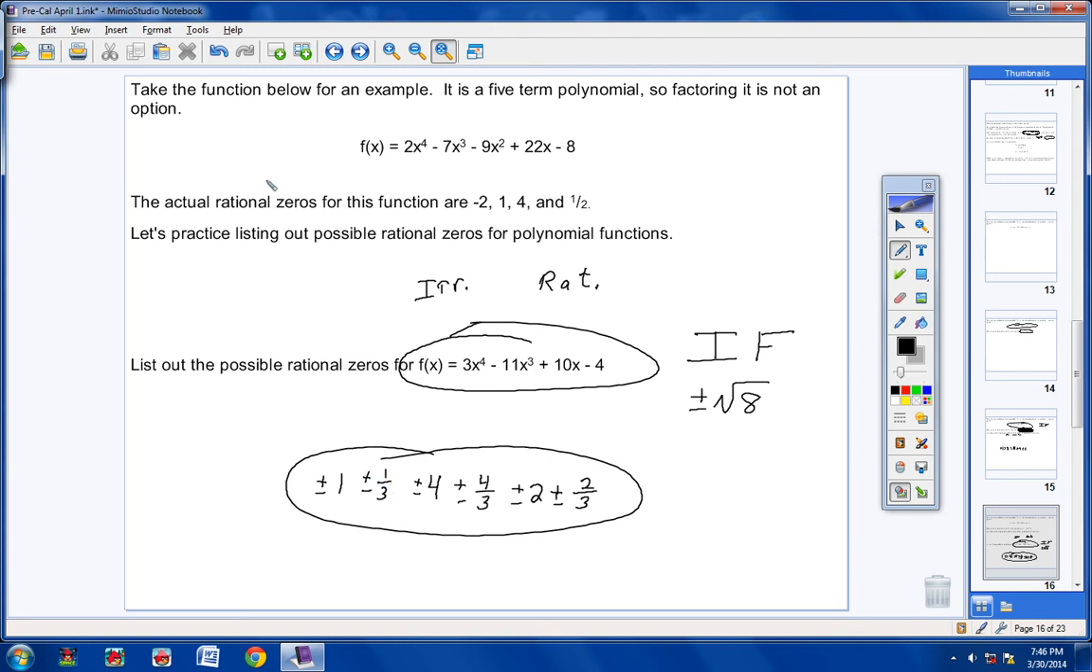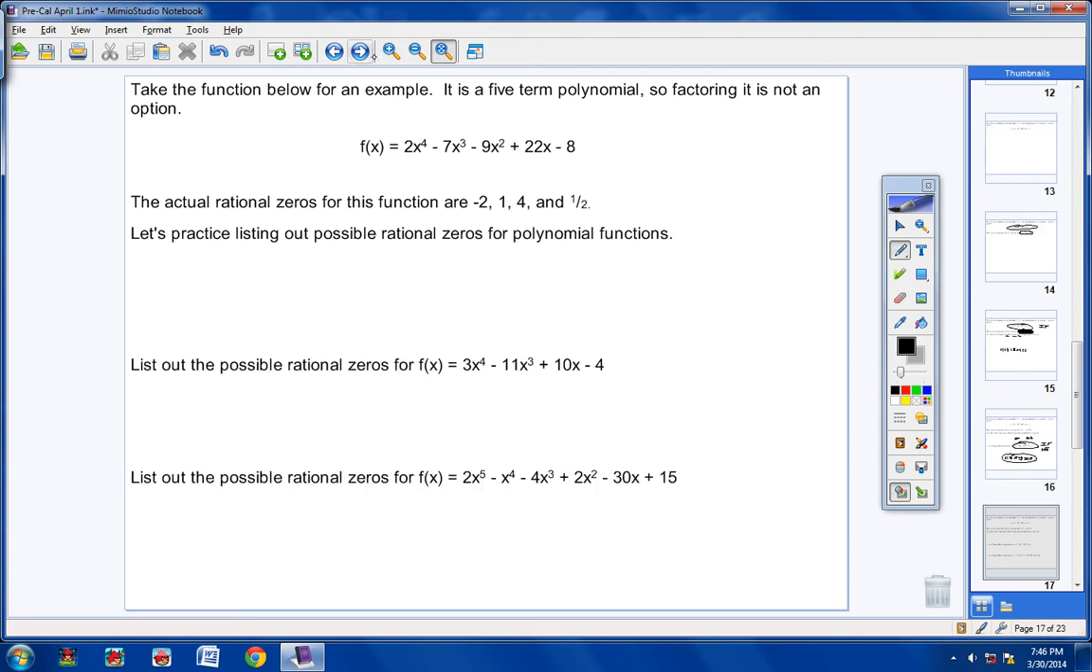Let's try one more. Again, you're welcome to work ahead, pause the video and try it on your own and then start the video, or you can watch me. Let's list out the possible rational zeros for this function right here. First of all, is it written in standard form? Yes, it is. Secondly, what is your lead coefficient? 2. So we're going to list out all of the factors of 2. 1 times 2. Now, the constant term is 15. So we're going to list out all the factors of 15. Well, 1 times 15 and 3 times 5.